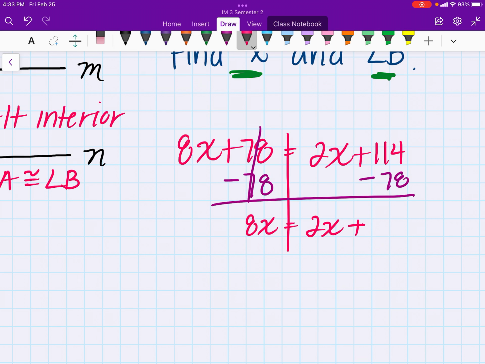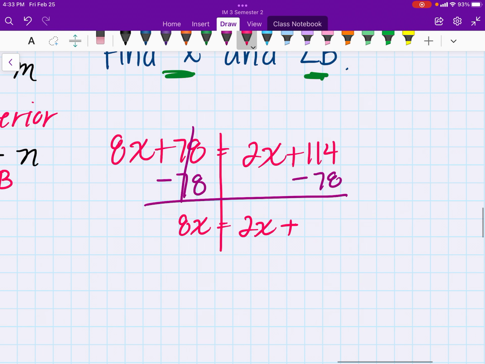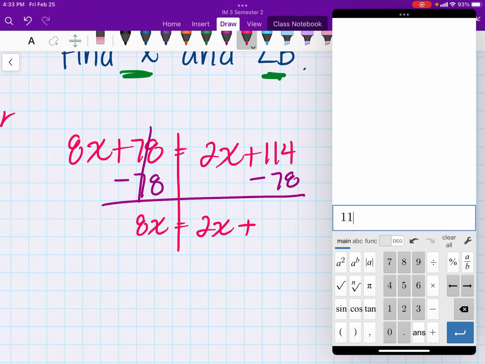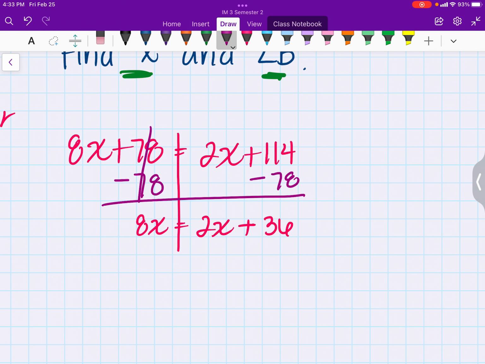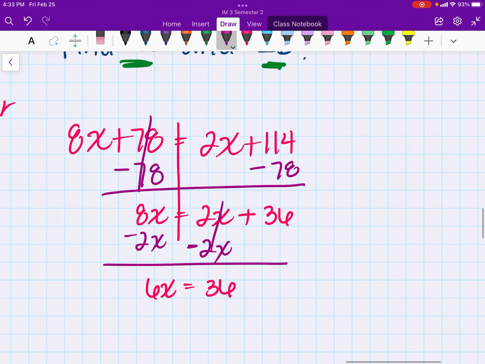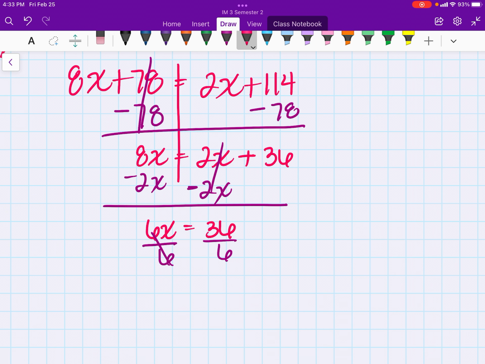That gives us 8x equal to 2x plus, how much is that going to be? Let's take out the calculator. 114 minus 78 should give us 36. Calculators do come in handy here. So from there, let's move the X to the other side, and that is going to give us 6x equals 36. Once again, we want to solve for X, so X in this case is going to equal 6.